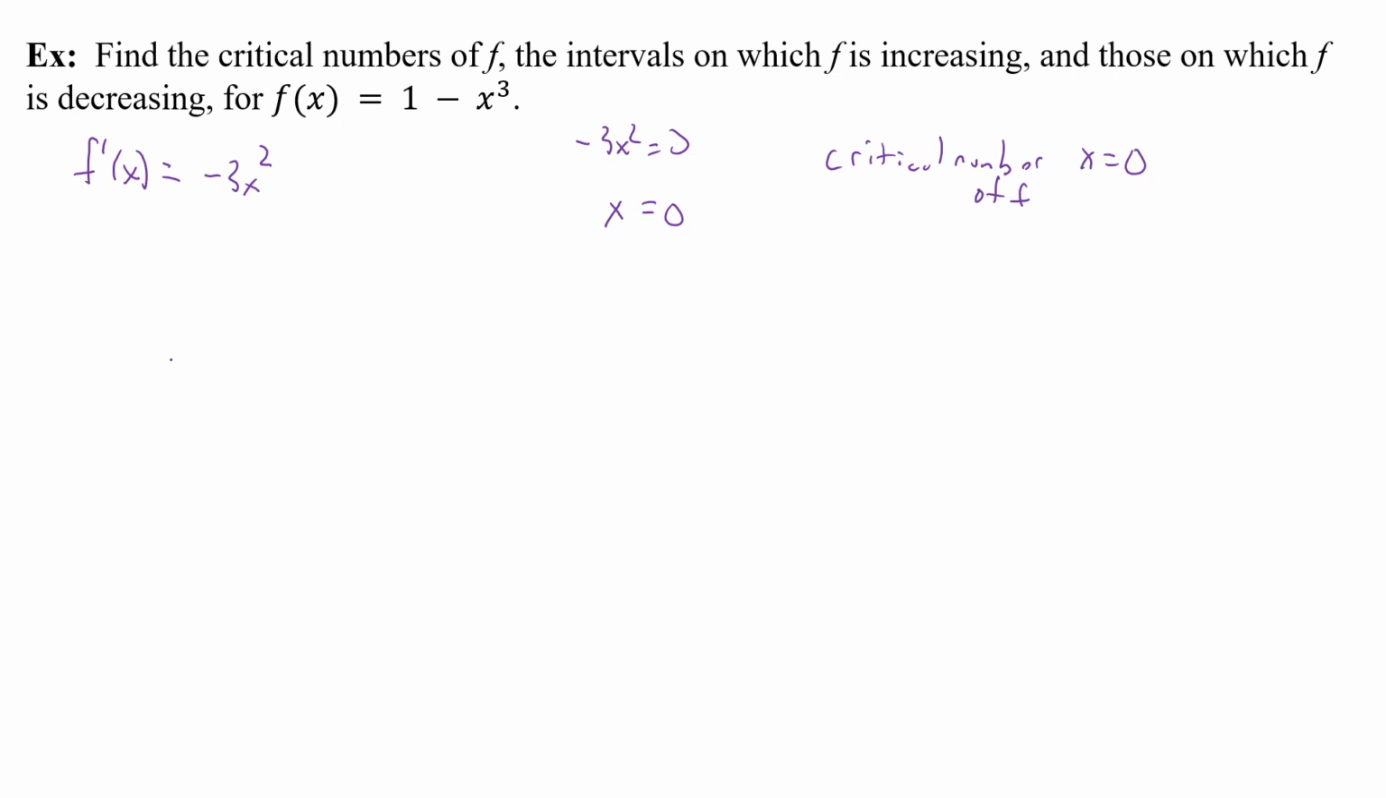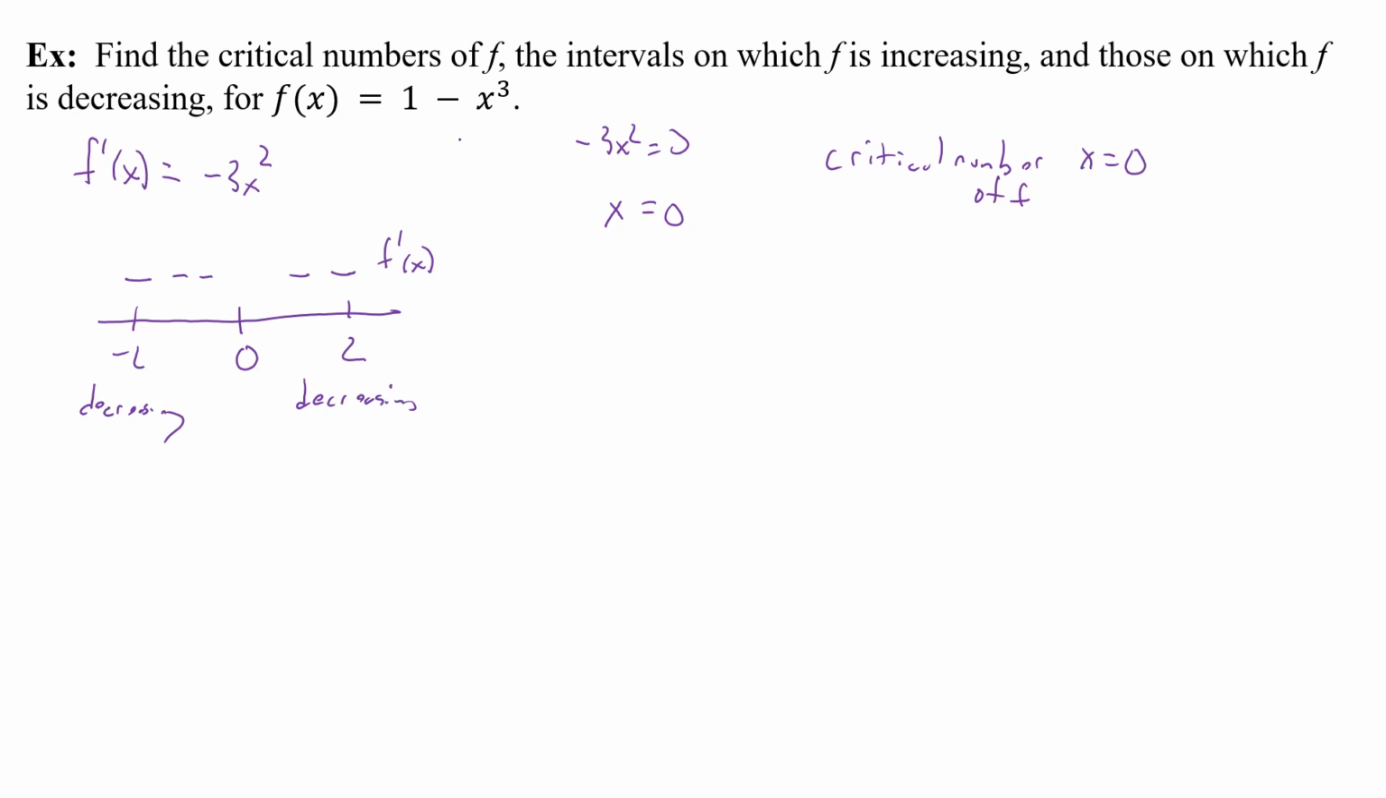All right, with that said, we can do our sign chart. We know that 0 is going to be a key one. Let's plug in maybe a 2 and a minus 2, because those are easy to square. What is f prime of x going to do? If we plug in negative 2 and square it, we get a positive 4 times negative 3, which is negative 12. So we get negative over here. What if we plug in a positive 2? Same thing happens: 2 squared is 4 times negative 3 is negative 12. So it looks like we're decreasing over here, and we're decreasing over here.